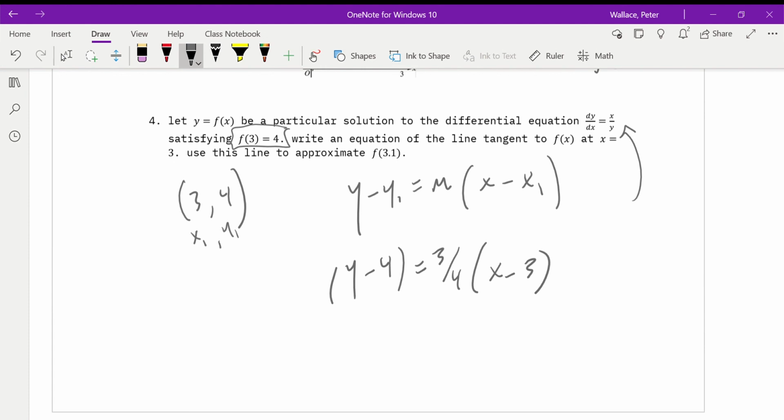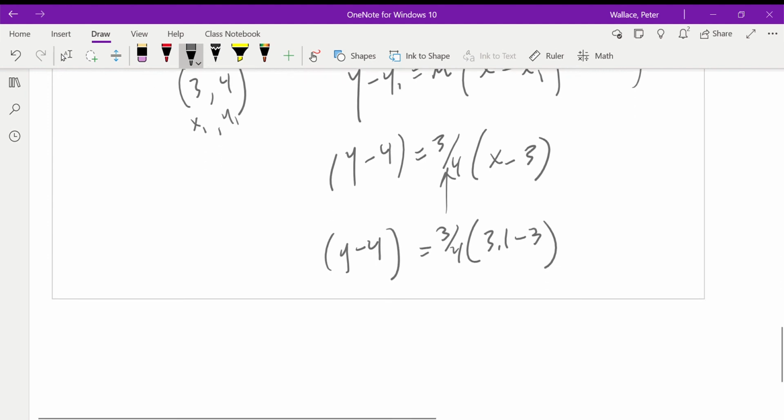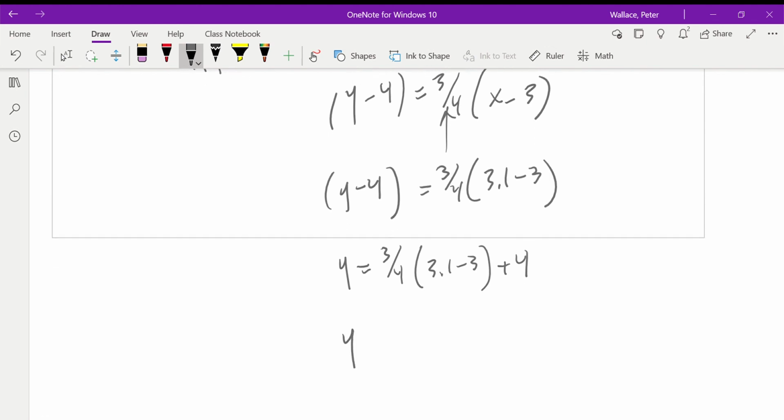Now it says use this line to approximate f of 3.1, or another way to say that is what's our y value when x is equal to 3.1, given I know the slope at this specific point. The slope at 3, 4 is exactly 3/4, but we're going to use this line as an approximation for something that's pretty close to 3, 4, which is x is equal to 3.1, and we need to find the y value. So all we have to do is plug in our x value, 3.1 minus 3. I'm kind of writing backwards here. And all we have to do is solve for y. So kind of move our 4 over. That's 3/4, 3.1 minus 3 plus 4. And that will give us our y value of, already calculated this one, what do we got? Y is equal to 4.075.